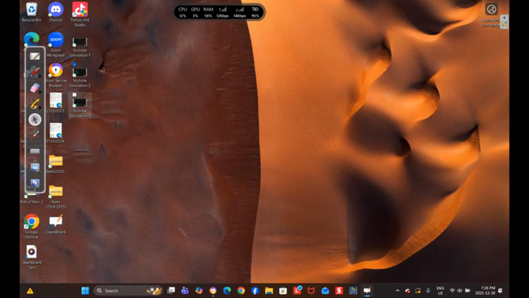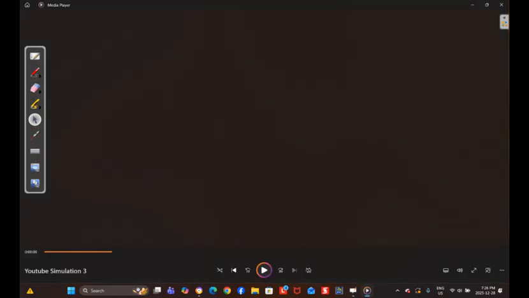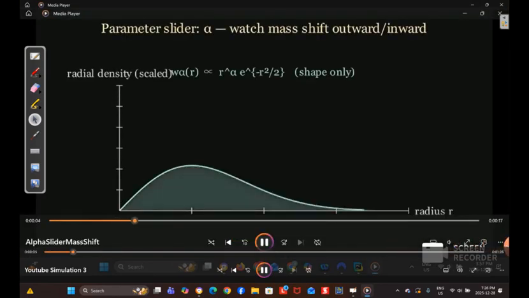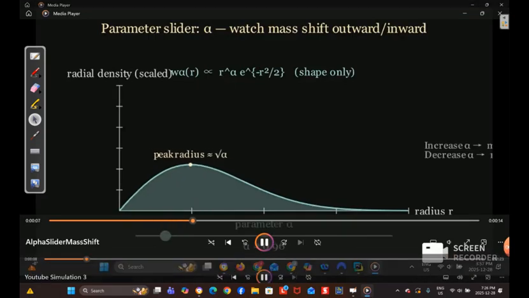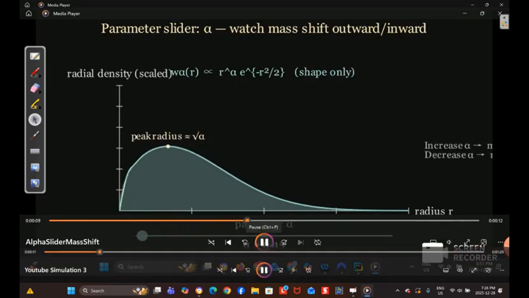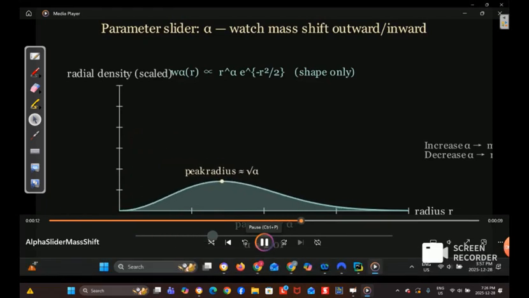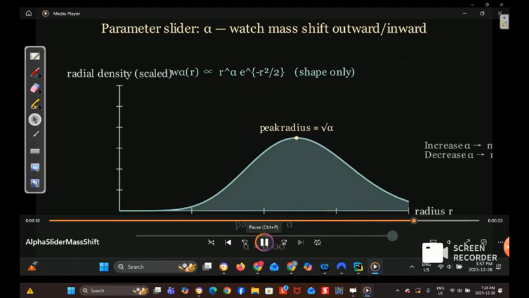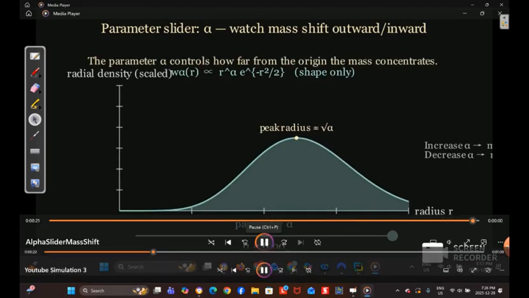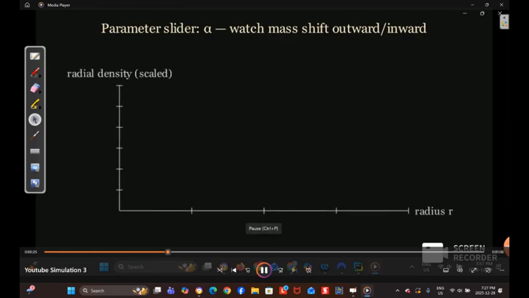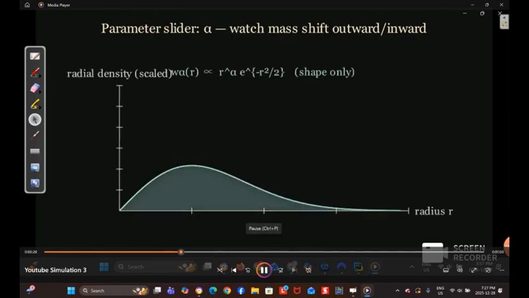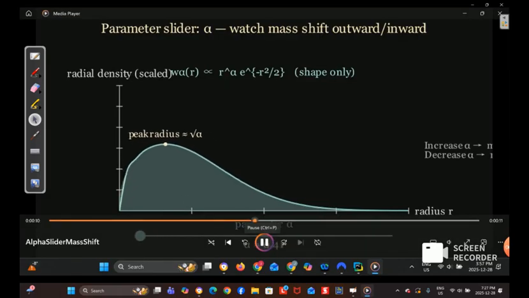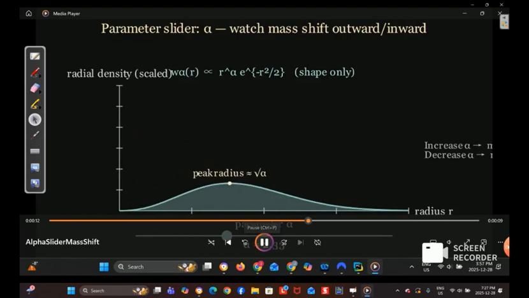And one more simulation, because I always find either geometric shapes or graphs really help bring math alive and show how it really works. And it's also good for applications too. So as you can see here, we have something very interesting. We have a parameter slider. Since our integral depended on some variable alpha, alpha was some parameter, it was a parameter slider. And what ends up happening is that we have a mass shift going outwards or inwards.